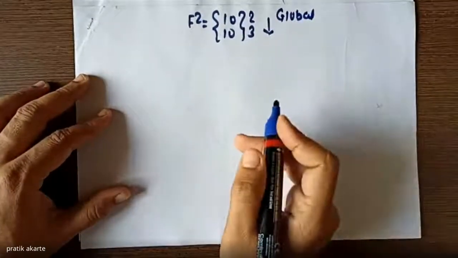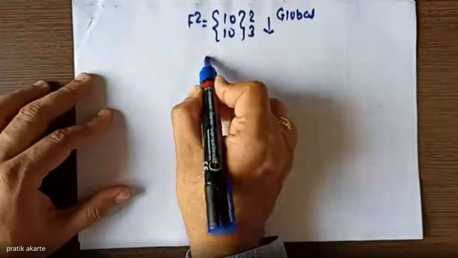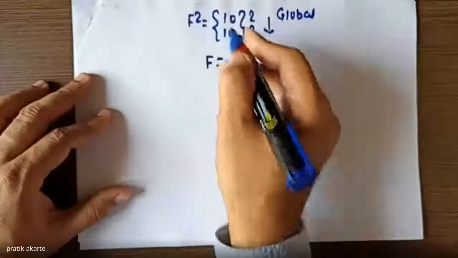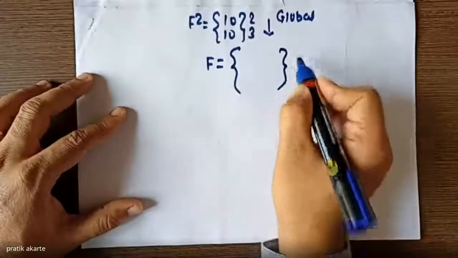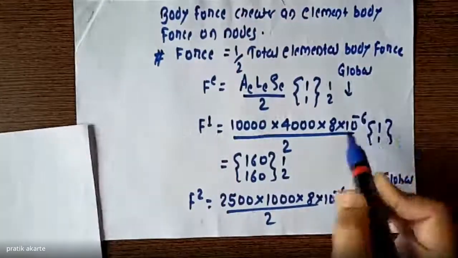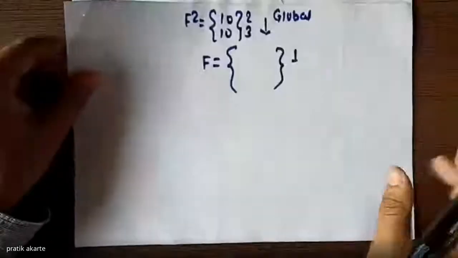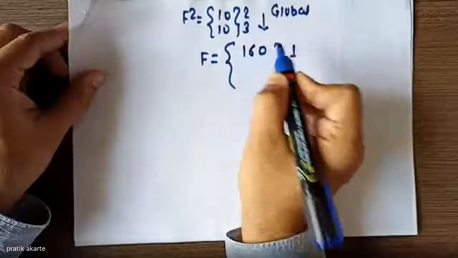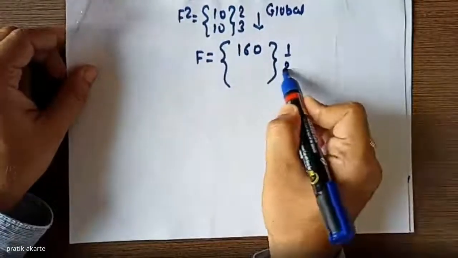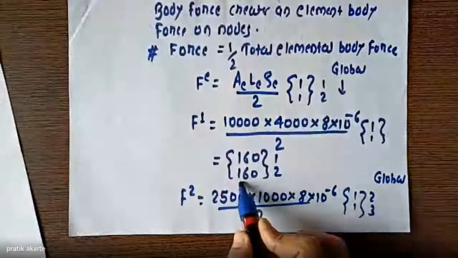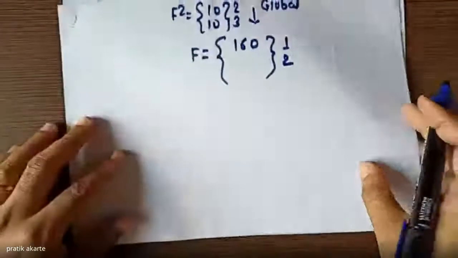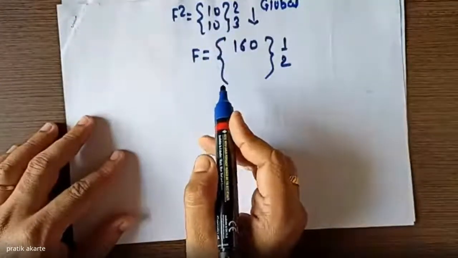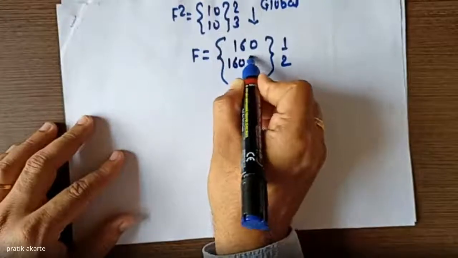Now we'll be writing the global force term. These are the elemental force terms. We'll be writing the global force term. So for node number 1, if we check, there is only one term associated, 160. So we write straight away 160. For node number 2, we are having two terms, that is 160, this one, and this 10 for the second one. So we'll be adding this 160 plus 10.